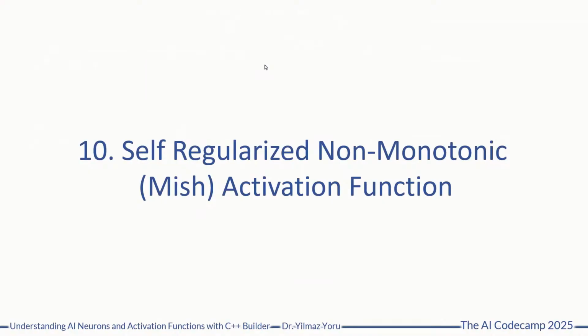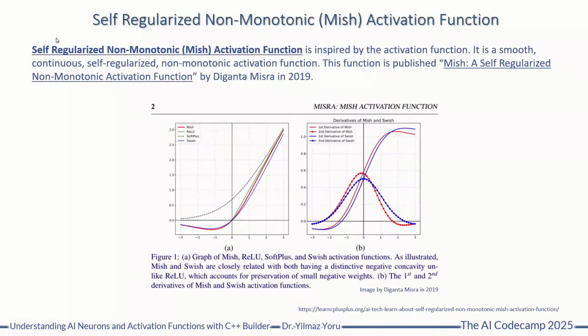And the other one is the self-regularized non-monotonic activation function. It is also called the MISH function. In this function, it is very smooth and continuous and self-regularized, and it is also a non-monotonic activation function. This function was published in 2019, so it's a very newly developed function. As you see, it is very effective in calculations and training, and derivatives of MISH and SWISH functions are also compared here in the first and second order.